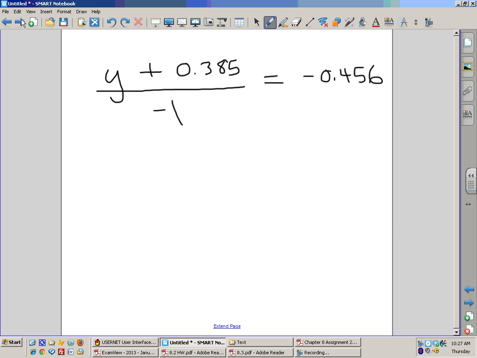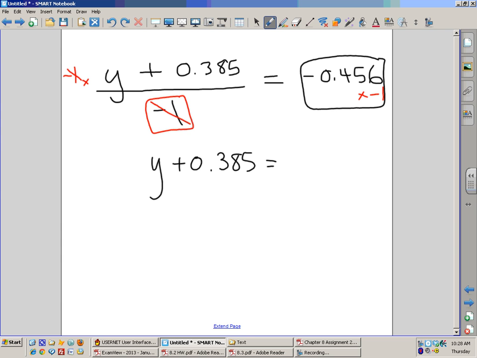This one's not actually too bad, although it might look kind of bad, even though there's just one fraction here. So what I would do is take this and cancel it by multiplying by the very same thing, negative 1. So that cancels and cancels. So we have to multiply this side by negative 1 as well. So we end up with y positive 0.385. And of course, multiplying this by negative 1 simply changes the sign, 0.456.